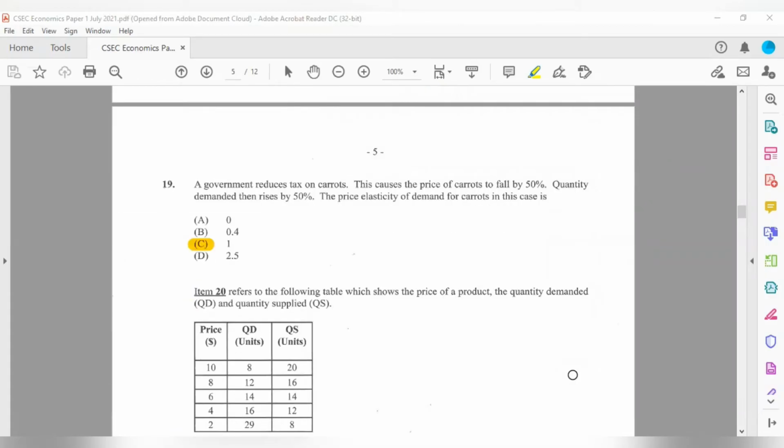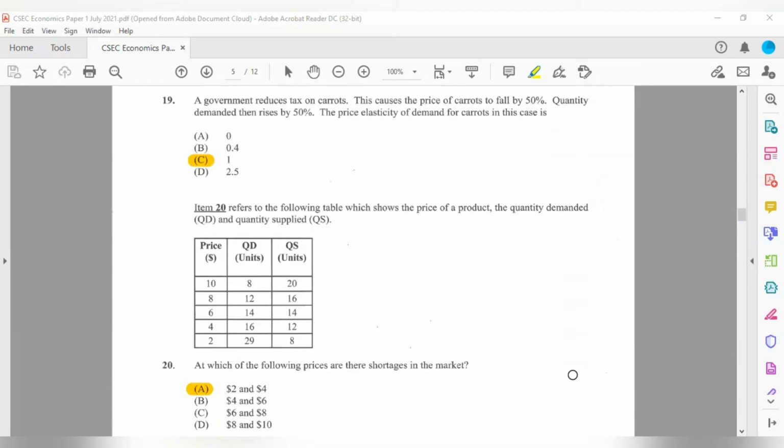19, a government reduces tax on carrots. This causes the price of carrots to fall by 50%. Quantity demanded then rises by 50%. The price elasticity of demand for carrots in this case is C, 1.